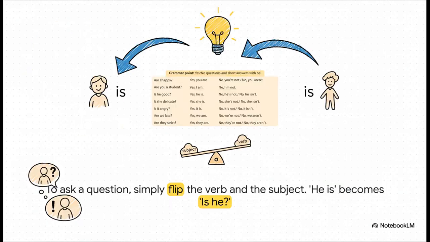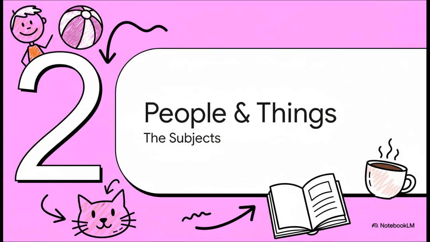Okay, this is one of my favorite tricks because it's so simple. Want to ask a question using to be? You don't need any extra words. You just swap the subject and the verb. A statement like, she is a student, becomes the question, is she a student? You just flip them. The pattern is always the same. So we've got our foundational verb locked in.